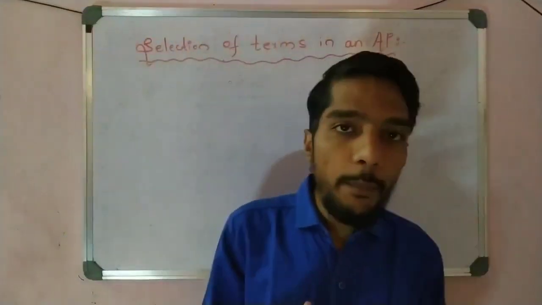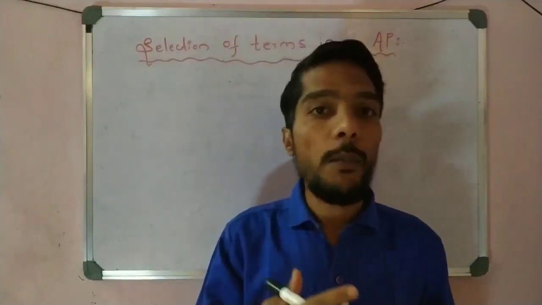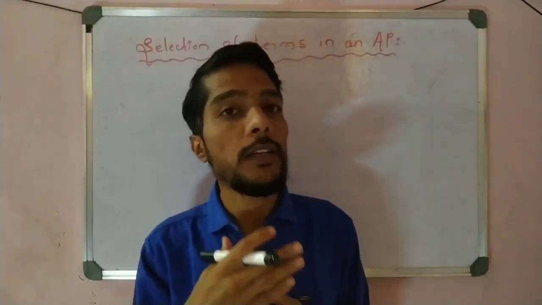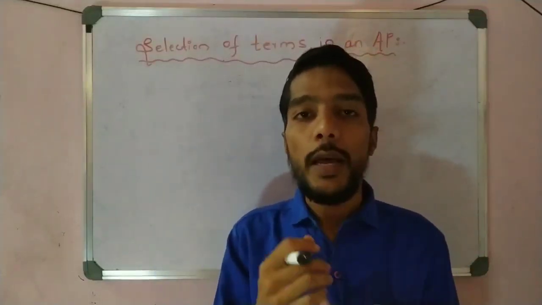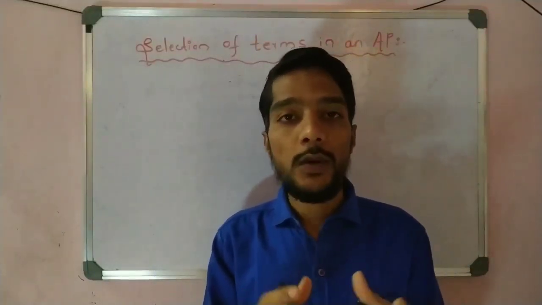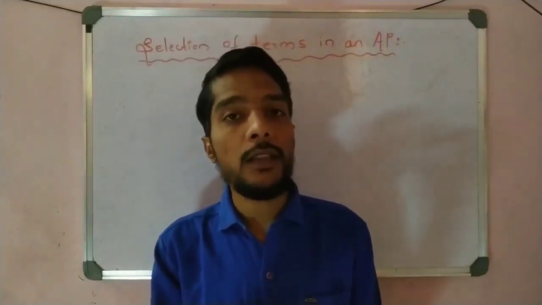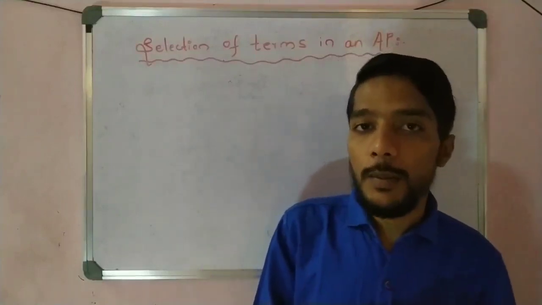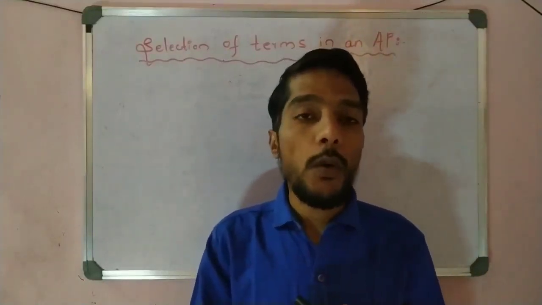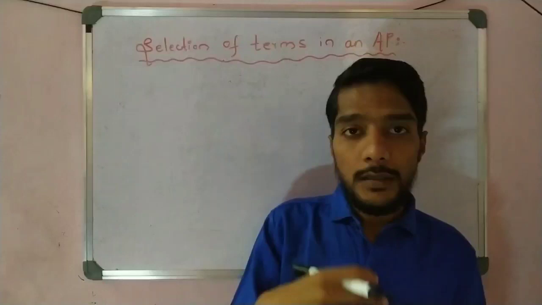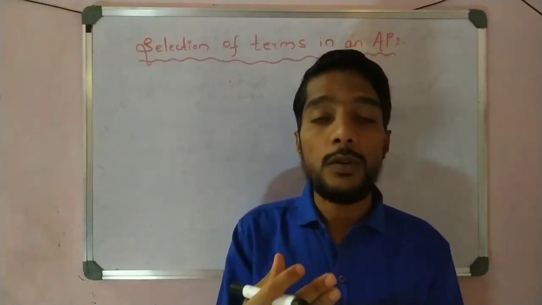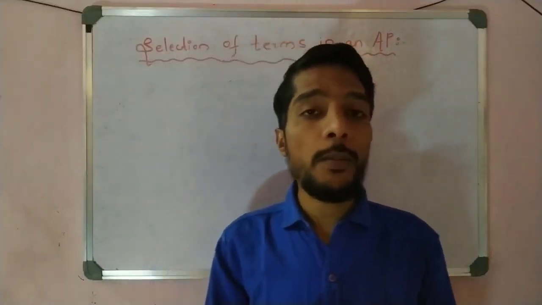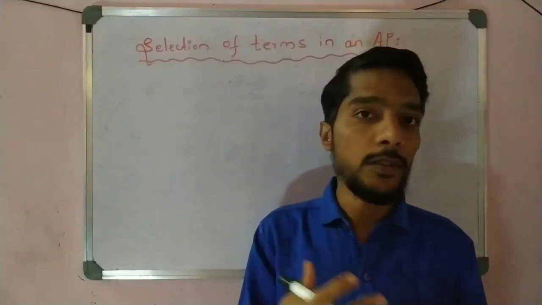In the AP, when we solve the next level of problems, in the last problem we solved problems based on the formula an is equal to a plus n minus 1 into d. That is the general formula, or nth term formula, of the AP. But when we proceed to the next level of this chapter, we get another type of problems where the terms are given: the sum of 3 terms, the sum of 4 terms, or the sum of 5 terms. So what is the meaning of terms here? How do we select the terms?